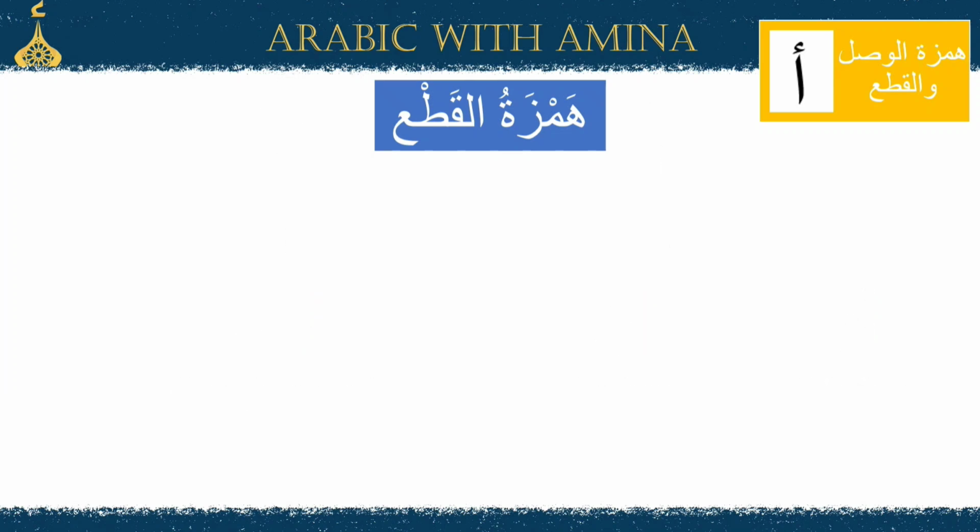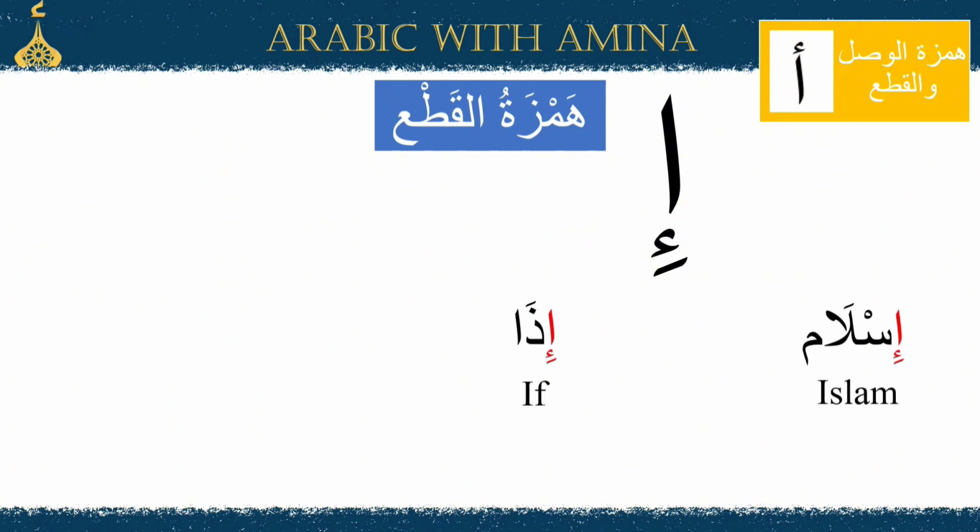However, if the Alif has a kasra, the Hamza is written underneath, as shown before you. Examples are Islam, إذا, if, إهداء, dedication. All of these words have a kasra on the Alif, so the Hamza is written beneath.